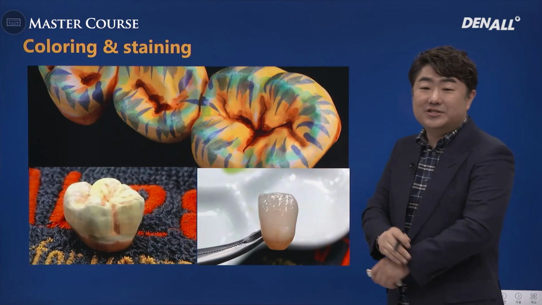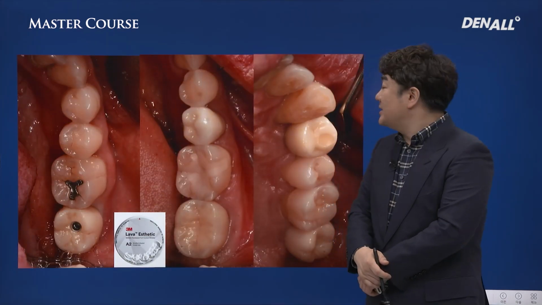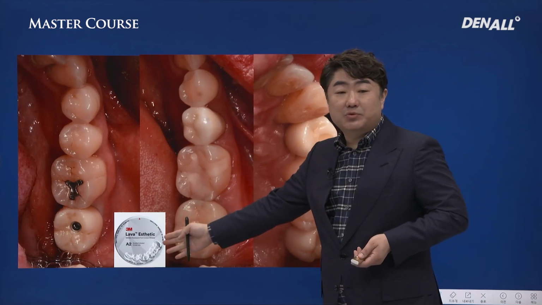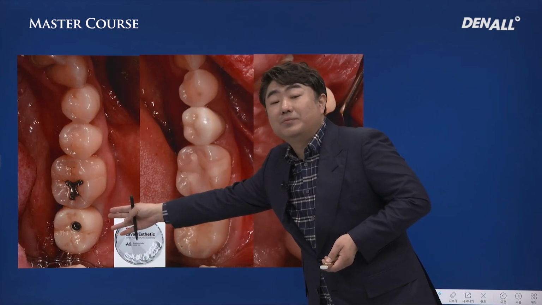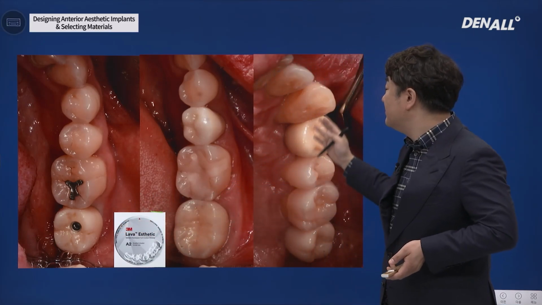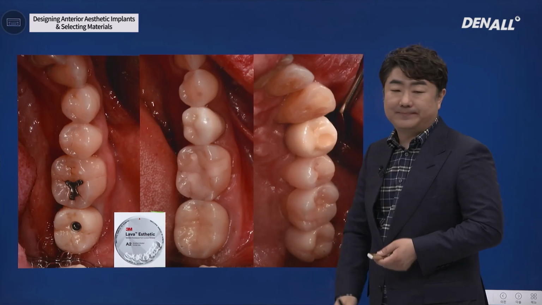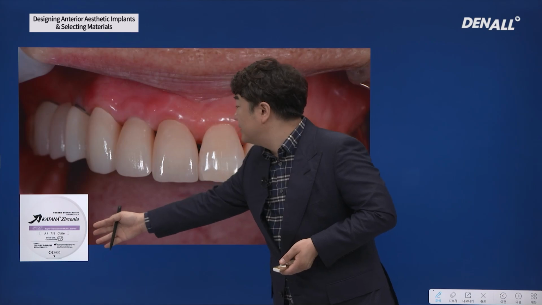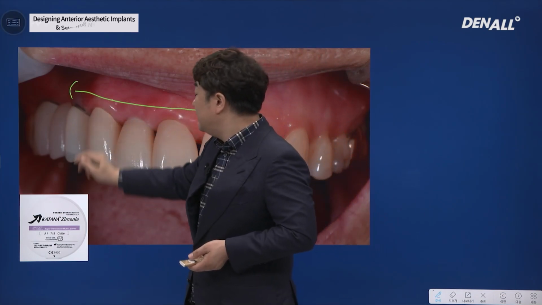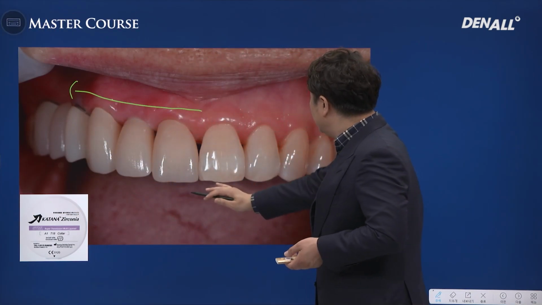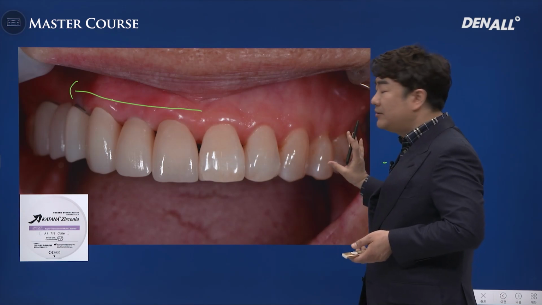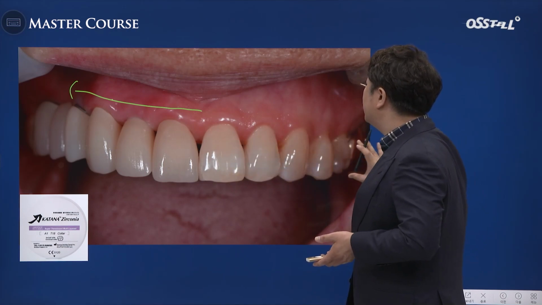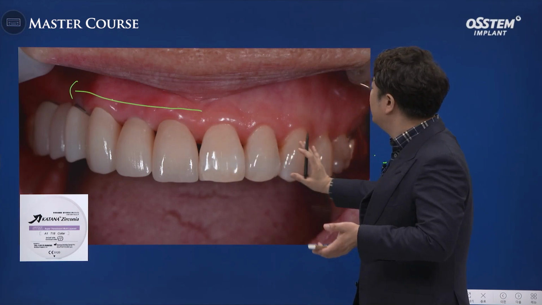This is a product with 800 megapascals. You can see that the colors are there even without coloring, but it's not really aesthetic. This is a block with 750 megapascals. From here to here, all of it has been made with this block. The characterization of these teeth is not complicated, so it's quite aesthetic.